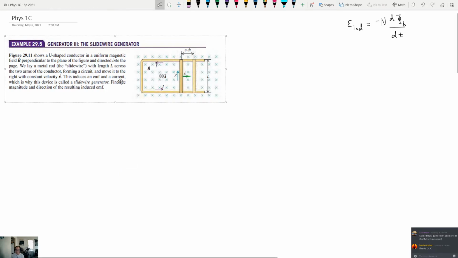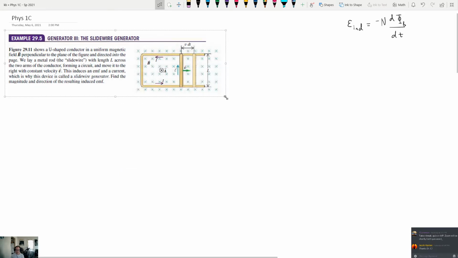So here's the first one, the slide wire generator. This shows up in pretty much every physics textbook that covers Faraday's law uses this example. It's a really good example.